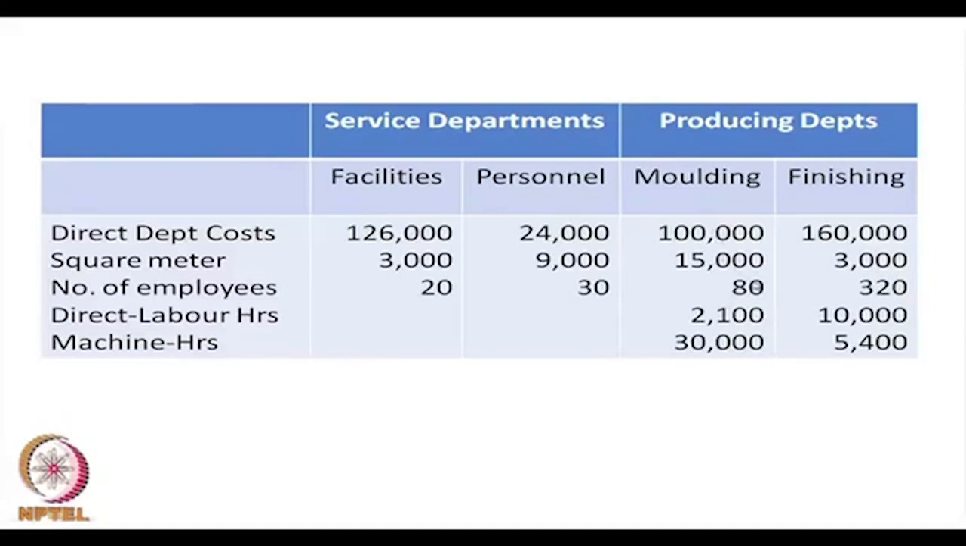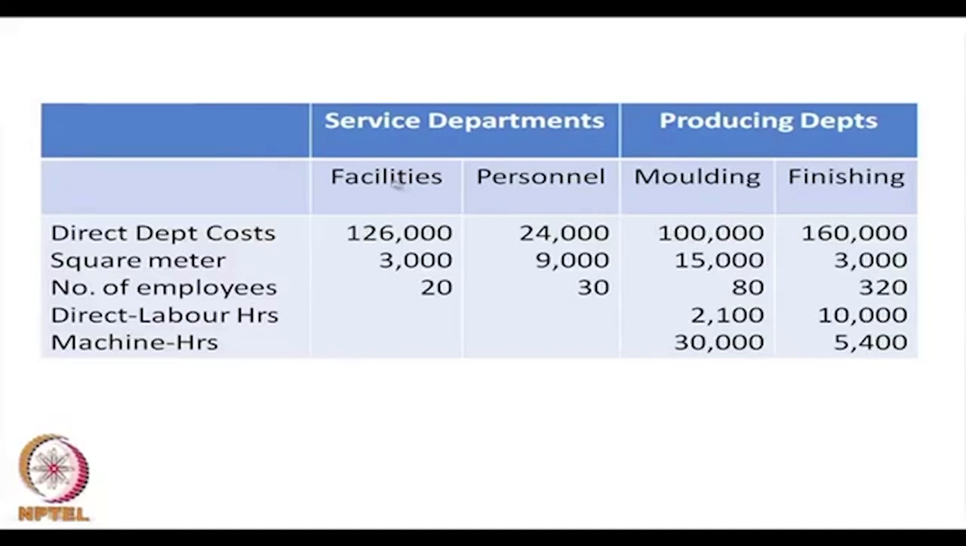Molding department's personnel requirement is 80 and finishing is 320, so this is 400 people. The 24000, not 9000, will be apportioned in that manner: 24000 multiplied by 80 by 400 will be assigned to molding, and 24000 multiplied by 320 by 400 will be assigned to finishing. So directly the personnel department's cost is being assigned to molding and finishing on this basis.